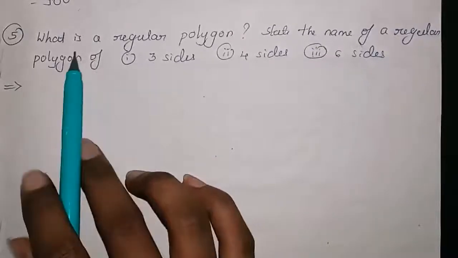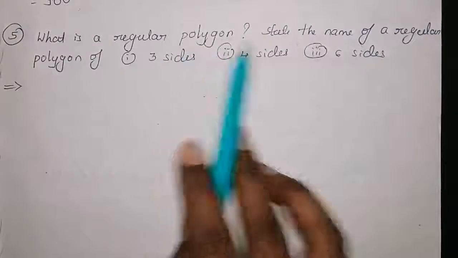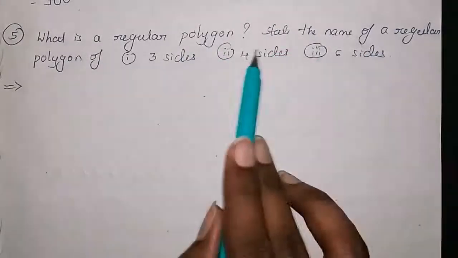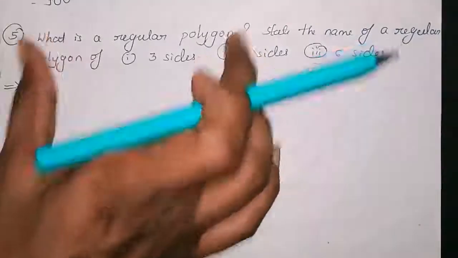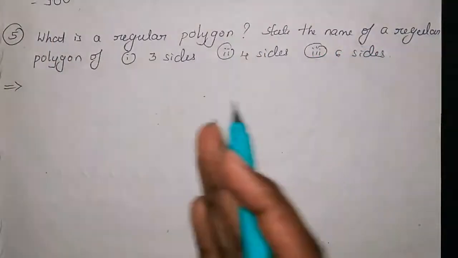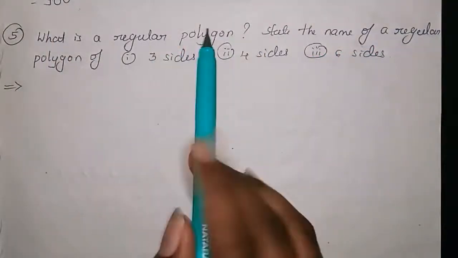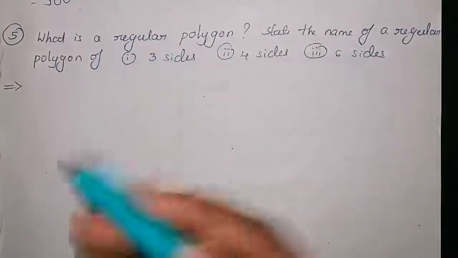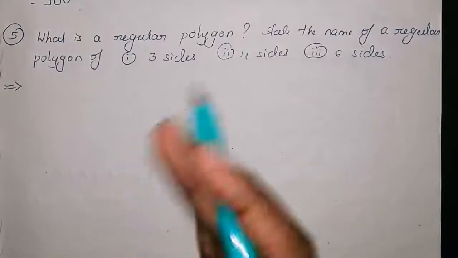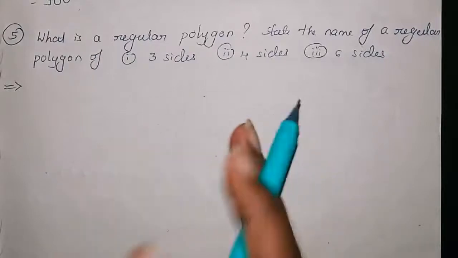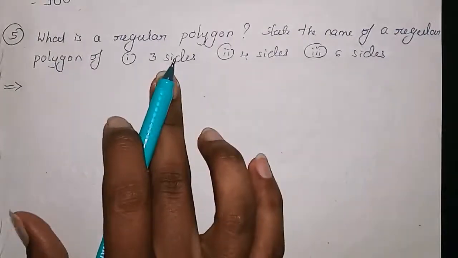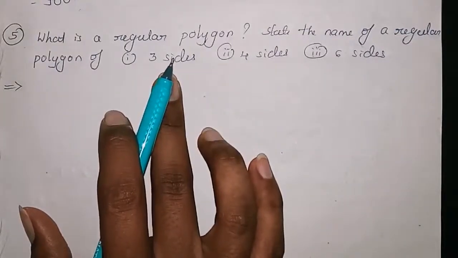Okay, fifth problem. Already you know what a regular polygon is, and state the name of the regular polygon of the first one with 3 sides, 4 sides and 6 sides. So first, what do you mean by a regular polygon? If all the sides are equal to each other and even the angles are equal to each other, that we can say is a regular polygon.